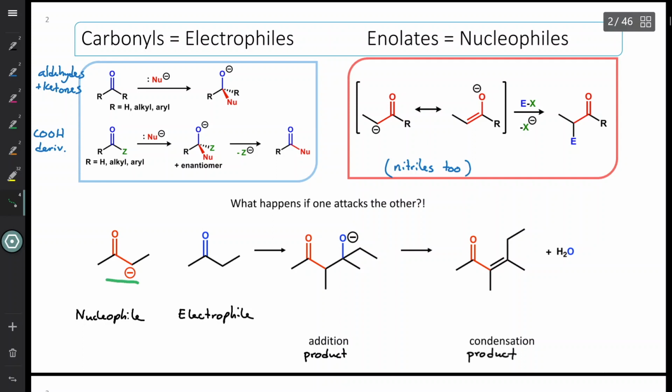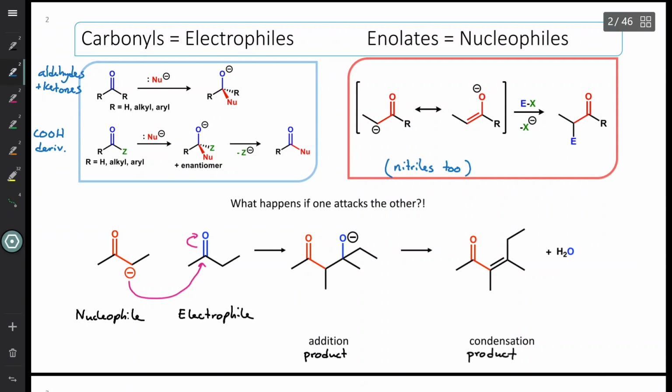The enolate is a nucleophile. If you have a carbonyl that has not turned into an enolate, then it is still an electrophile. So the nucleophile will attack the electrophile, right? And you will get this addition product. You'll notice that the nucleophile ketone is intact, but the electrophile has turned into a single bond here, right?